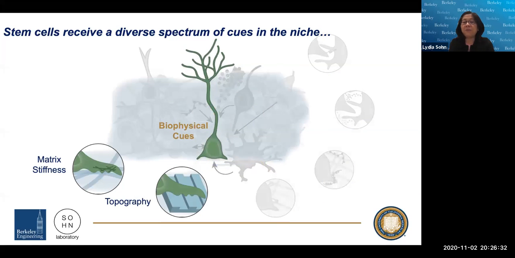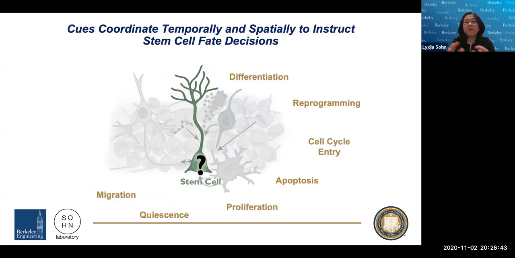And finally, biophysical cues, for instance, the matrix stiffness and the topography of the ECM, can inform the stem cell as well. And it's really all these cues, the biochemical and the biophysical cues, that coordinate temporally and spatially to instruct stem cell fate decisions. And these decisions are, as I've listed here, differentiation, programming, cell cycle entry, apoptosis, proliferation, quiescence, and migration.